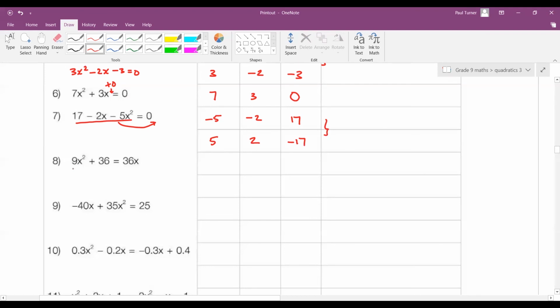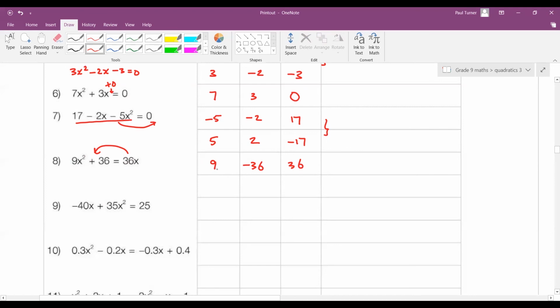In question 8, it looks like you could divide by 9. Write the first one out. We'd have 9x squared, so 9. Bring the 36x over, you'll get minus 36x, so minus 36. And C is 36, like that. Okay, so hopefully you're copying, or hopefully you're ahead of me, actually. You should be ahead of me.